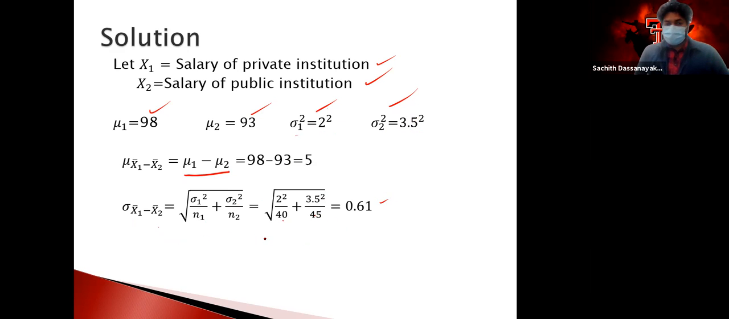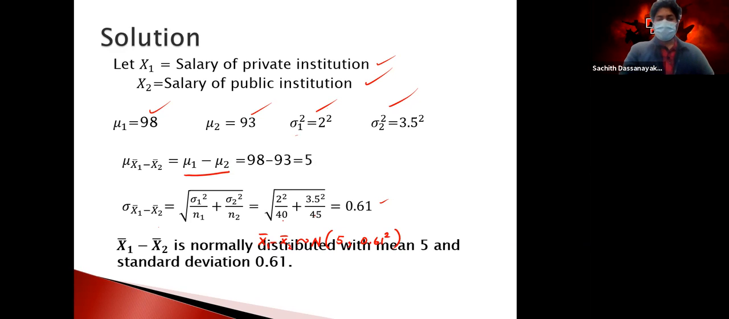Now you can write, okay, x1 bar minus x2 bar has a normal distribution. Why normal distribution? Because x1 and x2 have a normal distribution. Mean 5, standard deviation 0.61, or you can write it like mean and variance. So it has a normal distribution with mean 5 and standard deviation 0.61. Okay, clear?